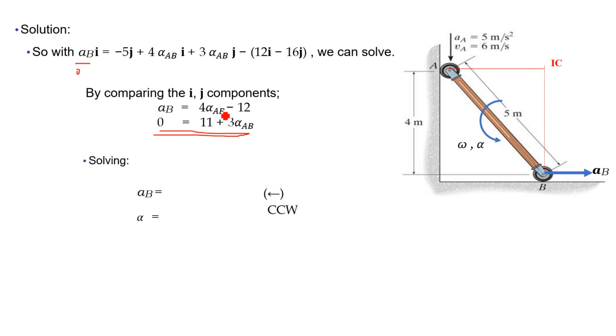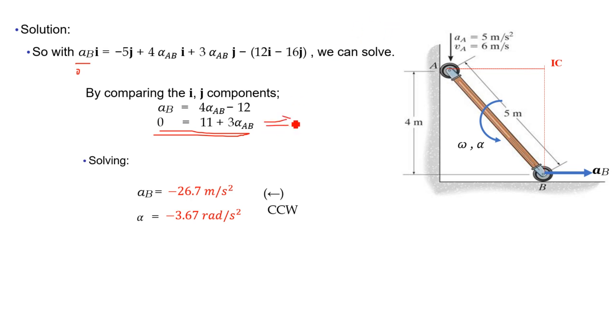So we solve for both, and we're going to get that the a_B is going to be equal to negative 26.7 meter per second square, going to the left because we have a negative value. And the alpha is going to be negative 3.67 radian per second square, counterclockwise, the same direction of the omega, because it's negative as well. In all the cases, that started from solving the first equation, the second equation here.